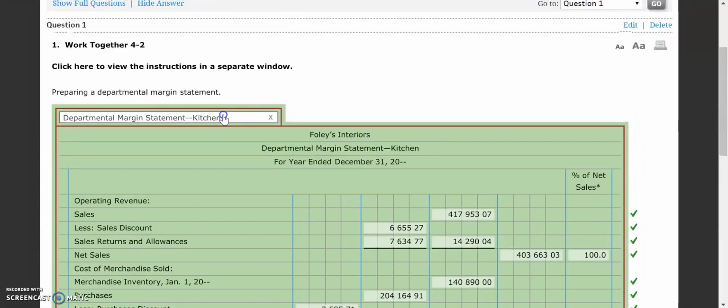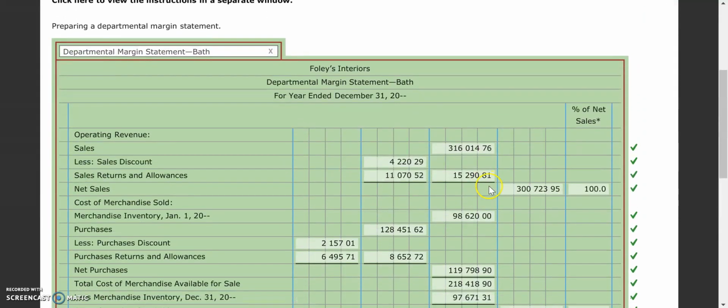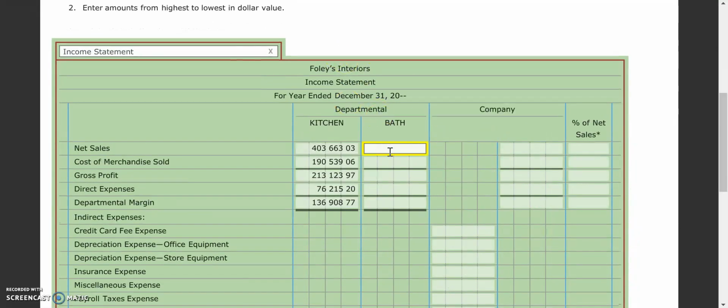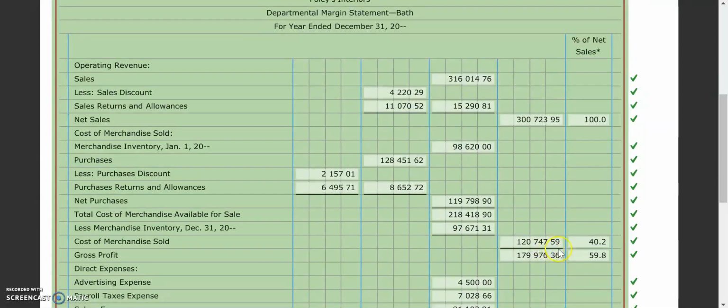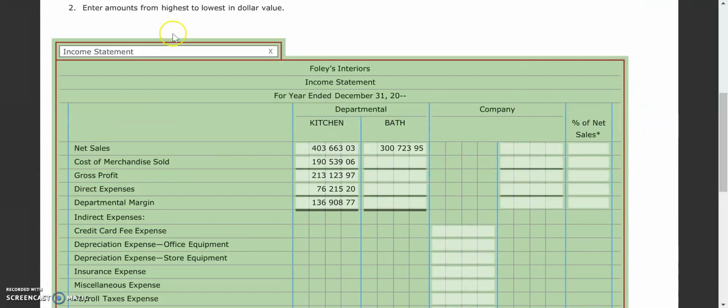So now we need to flip over and get our bath open. We need our net sales for our bath, which is $300,723.95. Our cost of merchandise sold is $120,747.59. And the difference between those is our gross profit, $179,976.36.